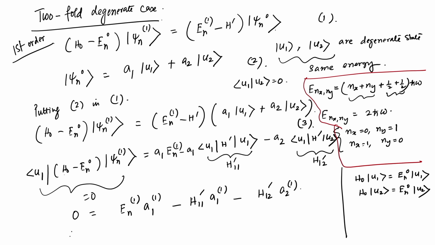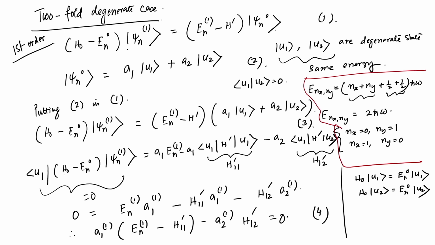Okay. So, what you can do is that you can also leave that if you want, and it is not very essential to have it, but you can carry on with this if you wish. So, A1^(1) (En^(1) minus H11 prime), this minus A2^(1) H12 prime, this is equal to 0, and let us call that as equation 4.